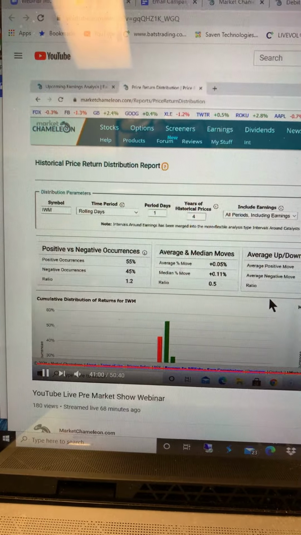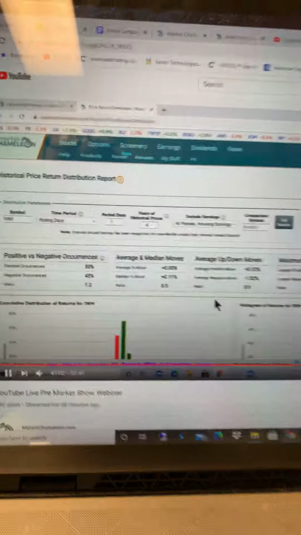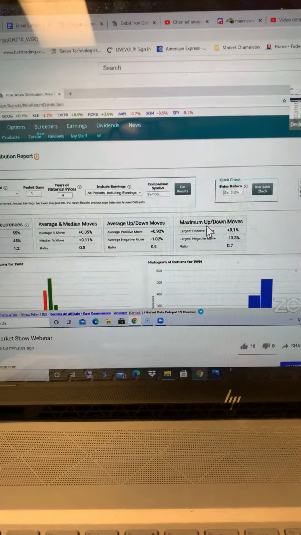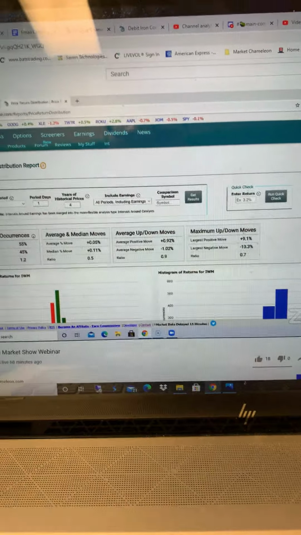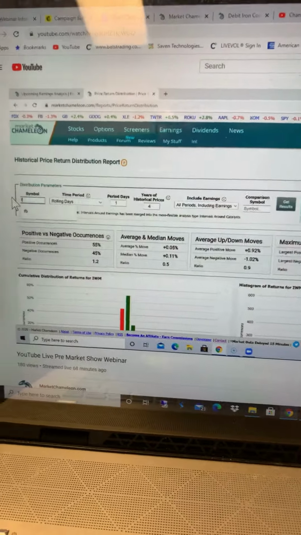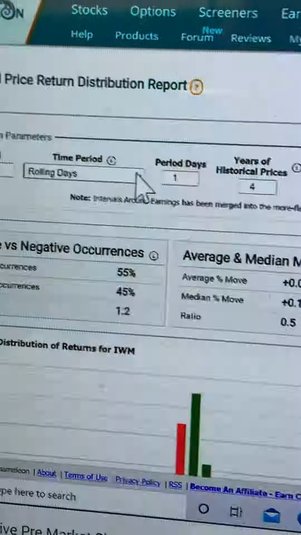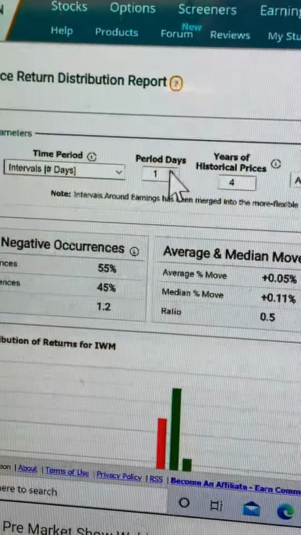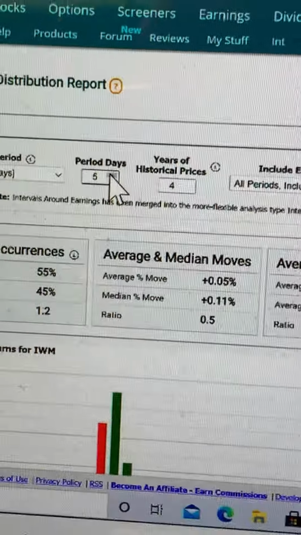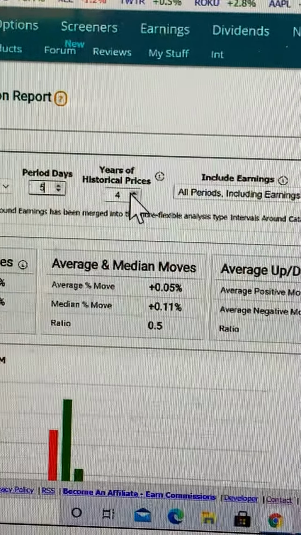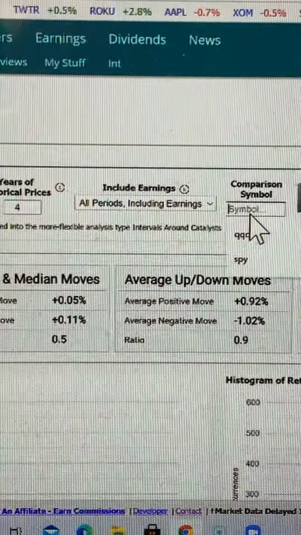so one of the things you might want to know is, if I take a stock and I want to compare it to a benchmark, how did the stock do versus the benchmark? So let's just take a look at, I'm going to make one up, let's say Facebook, and I want to know over a 5-day period. So I'm going to do intervals. I'm going to say for a 5-day hold period, every 5 days, in the last 4 years, how did it do versus?